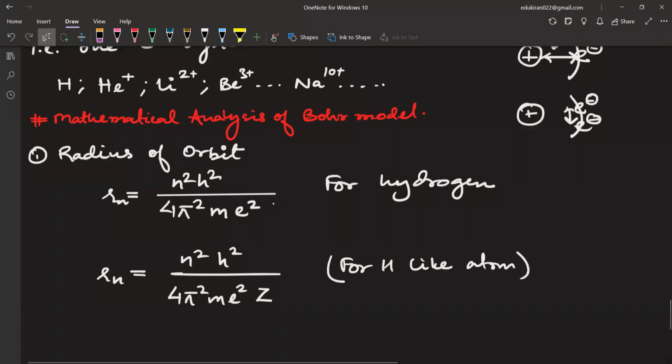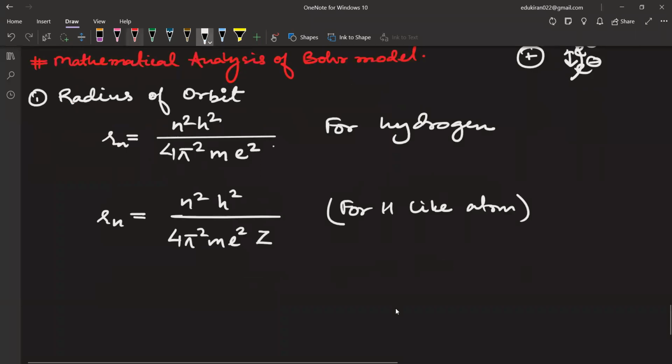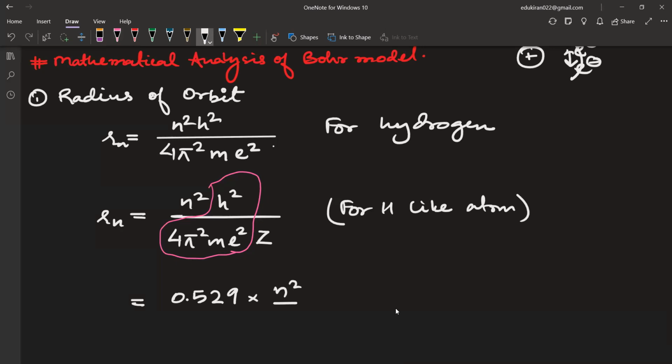Now, when I get this whole thing, तो यहाँ पे आपको दिख रहा होगा there are many constants here, right? So if I look here, h square is a constant, 4 is a constant, pi square is a constant, mass of electron is a constant, charge of electron is a constant, z can be changing. So all of this part is constant, and this whole constant is equal to 0.529. Now what is remaining? Into n square upon z.